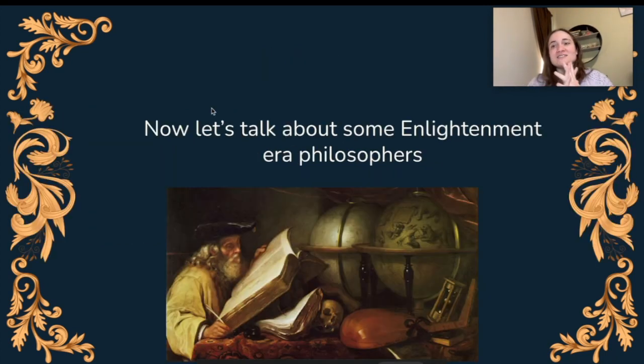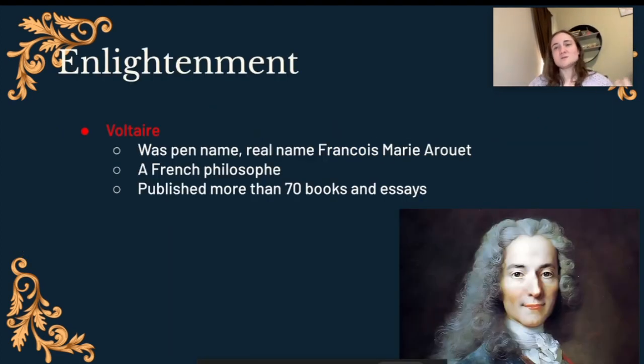All right, so now let's talk about some specific Enlightenment era philosophers. So we'll talk about the first one. His name is Voltaire. That was actually his pen name. So his real name was Francois Marie Arouet. I don't know. I don't know French. Okay.